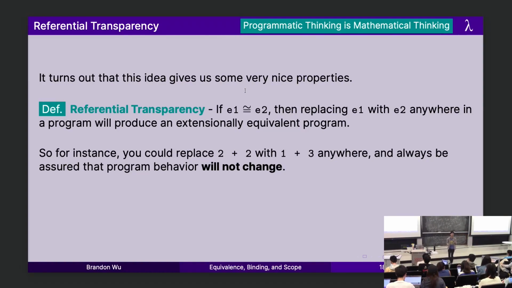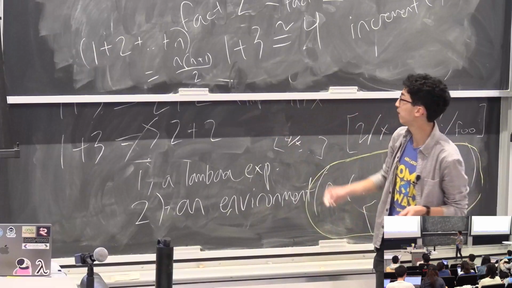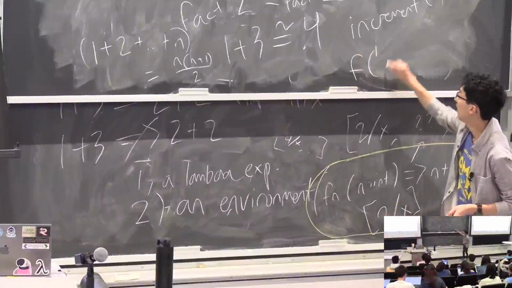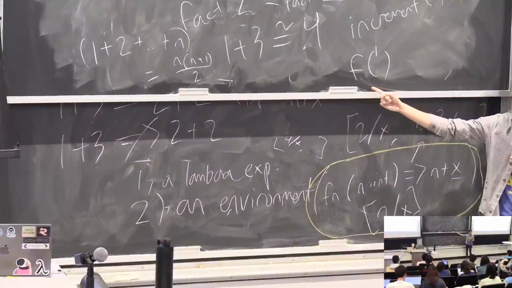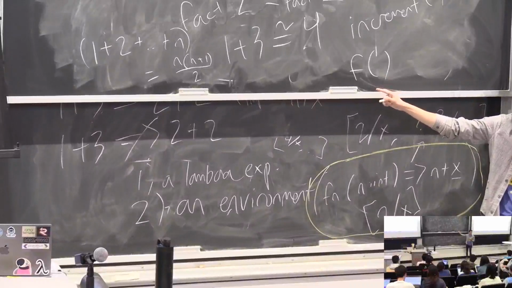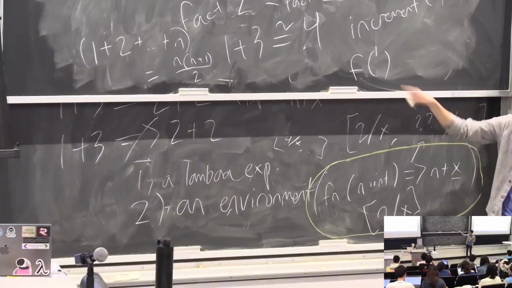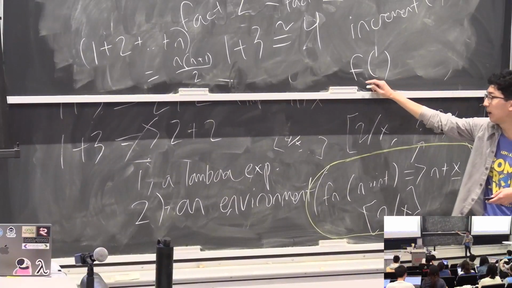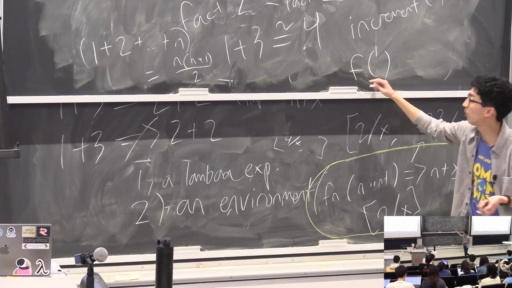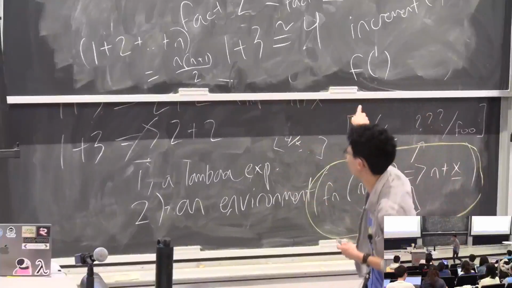That's not always true in an imperative program. If I have a function called f, I can't just stick it wherever I want because it might do something. It might mutate some state. It might loop forever. So I can't put that wherever I want.